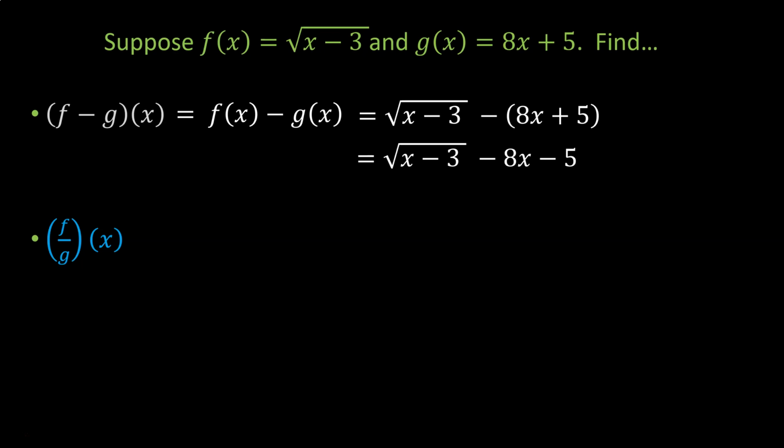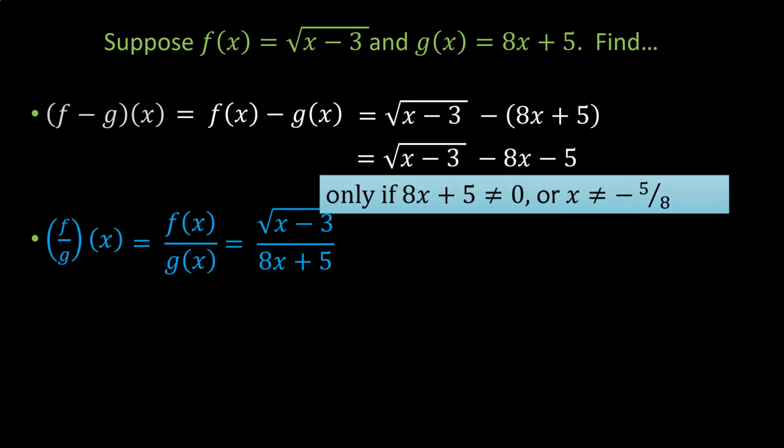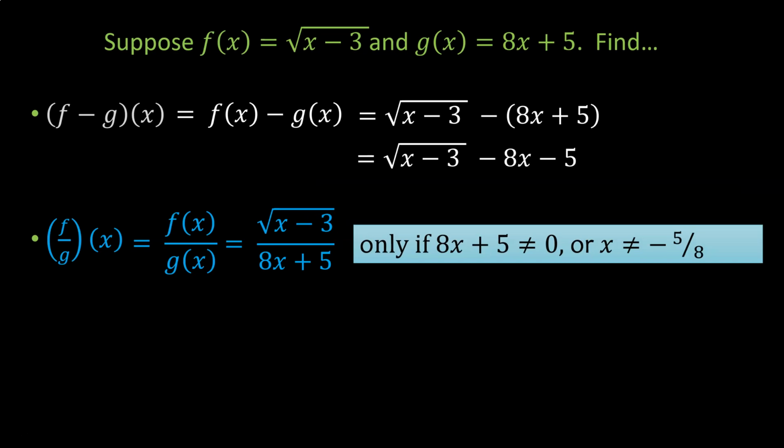F divided by g of x is going to equal f of x divided by g of x. In this case, it would be square root of x minus 3 divided by 8x plus 5. And since I just said divided by, this can only work if 8x plus 5 is not 0, or x is not negative 5 over 8. So we need to exclude negative 5 over 8 from the domain of f over g.